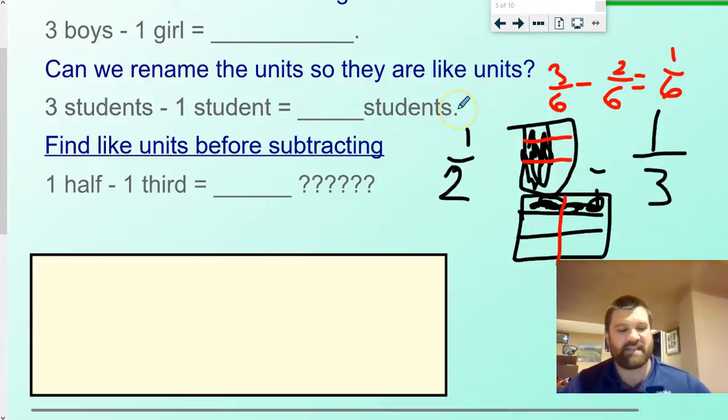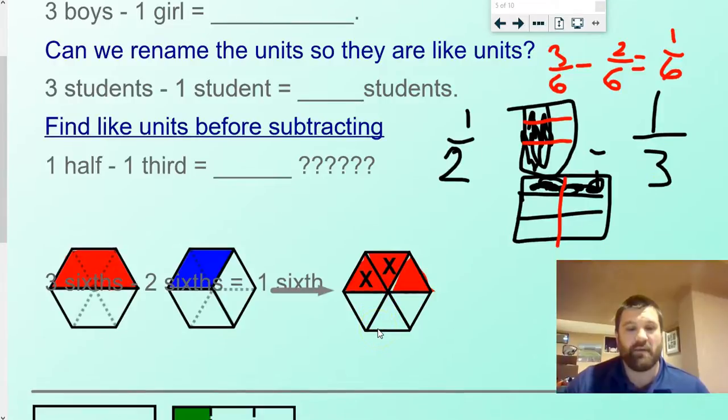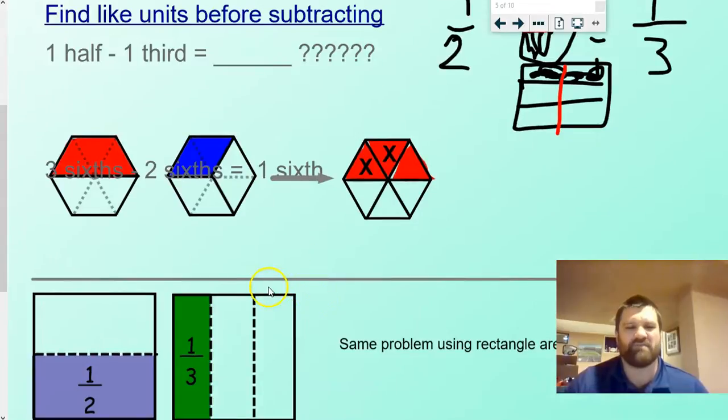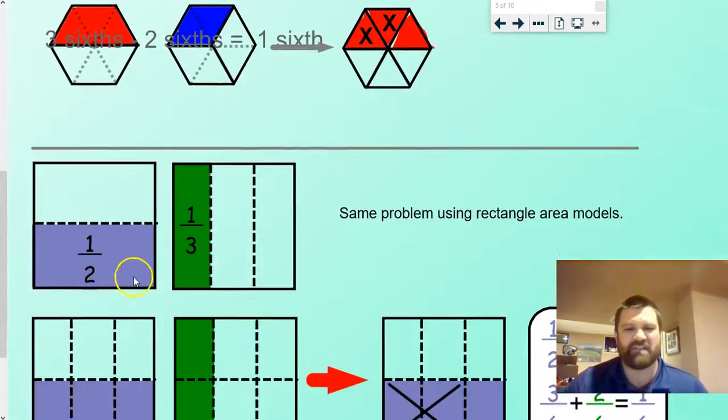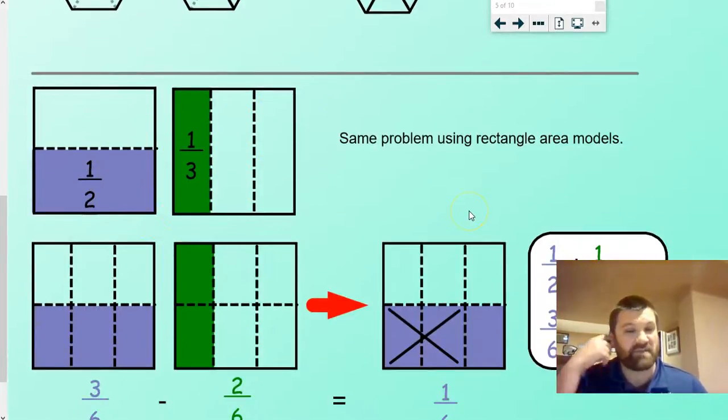And that all stemmed from this part right here, from a half minus a third. Let's see if we're right. Boom. 3/6 minus 2/6 equals 1/6. All you do is subtract it away. You take it away, it's gone. Bye, Felicia. So, same problem using the area rectangle.